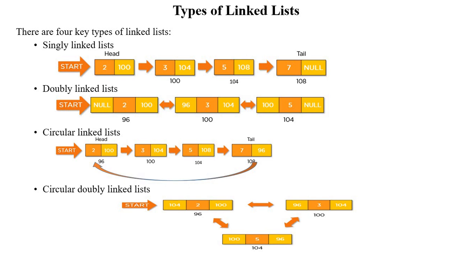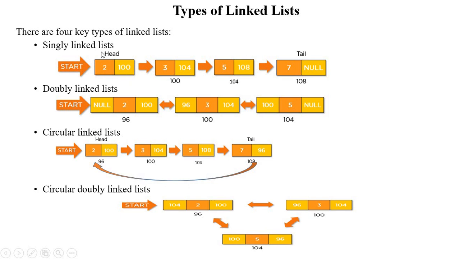These are the types of linked list. There are four types of linked list. One is the singly linked list, second the doubly linked list, third the circular linked list, and finally the circular doubly linked list. Singly linked list is nothing but a normal linked list. In a linked list, a node has two elements. One is the data, the other is the address of the next node.